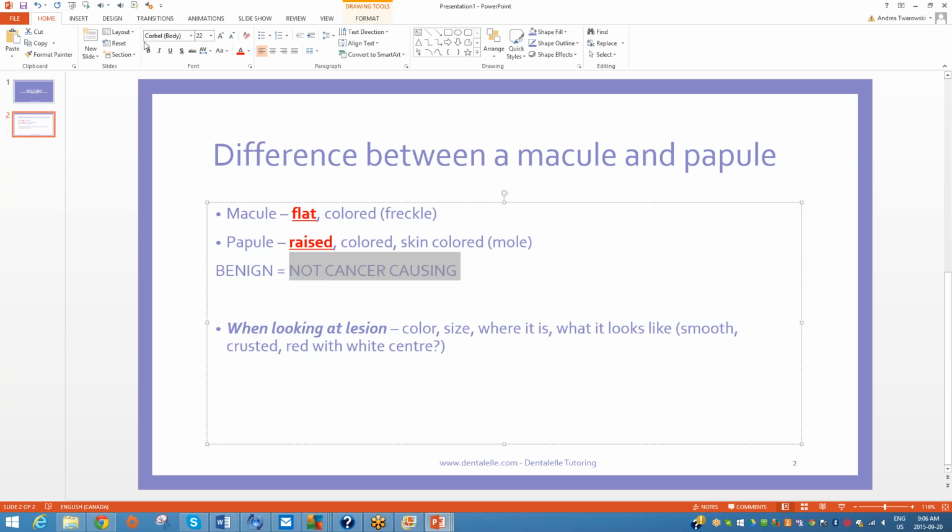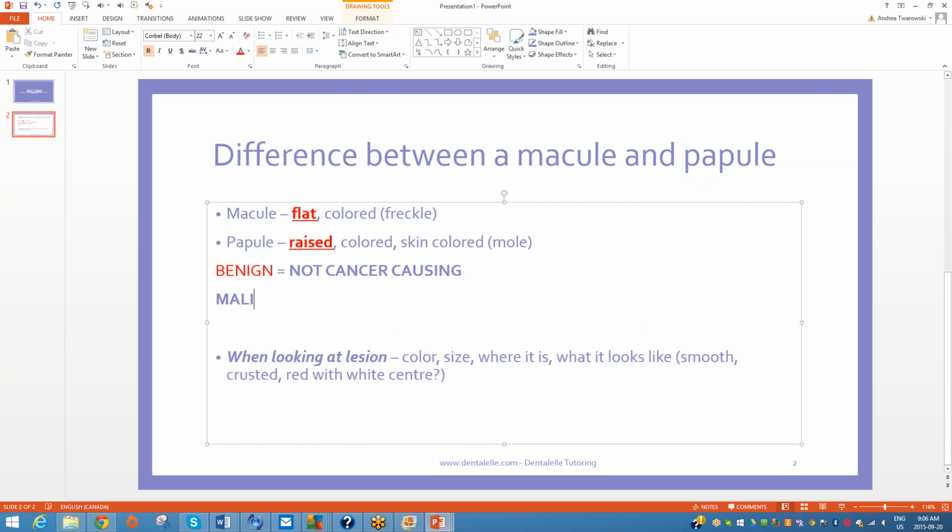Because sometimes you might even hear the dentist say, you know, there's a 3 by 3 millimeter papule on the buccal mucosa left side, but it is benign. If you didn't know what that meant, you might go, what does that mean? I don't understand. But now you know he doesn't think it's cancer causing. But if you hear the word malignant, this is cancer causing. So this is just another way to refer to a lesion, or if he or she's talking about a lesion. So just different ways to talk about it, if that makes any sense.